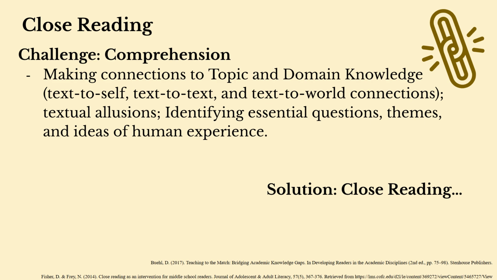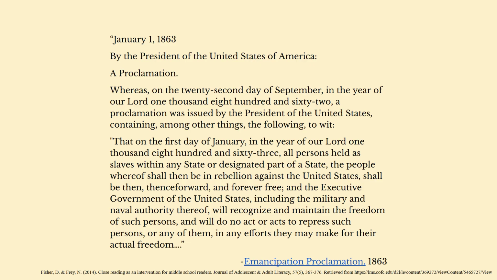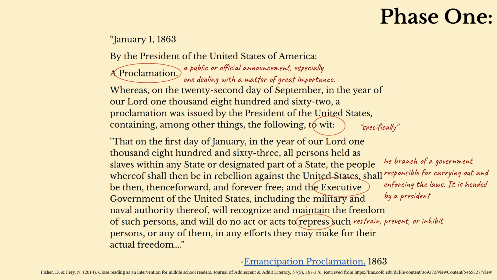As explained in Buell's textbook, this can include challenges with making connections to topic and domain knowledge, textual allusions, and identifying essential questions, themes, and ideas of human experience. The close reading definition proposed by the Aspen Institute is: close reading of text involves an investigation of a short piece of text, with multiple readings done over multiple instructional lessons. In this example, there are 3 phases of close reading. The first phase involves circling words you don't know the definition of. As a class, we would conclude this step by defining those words.